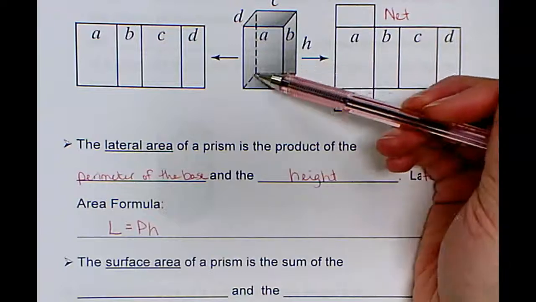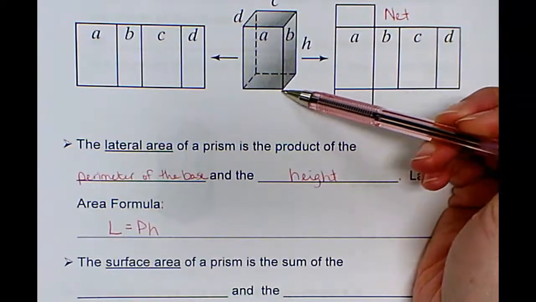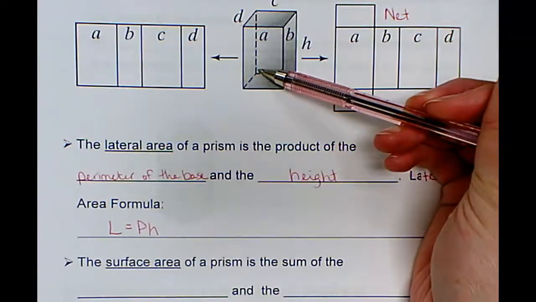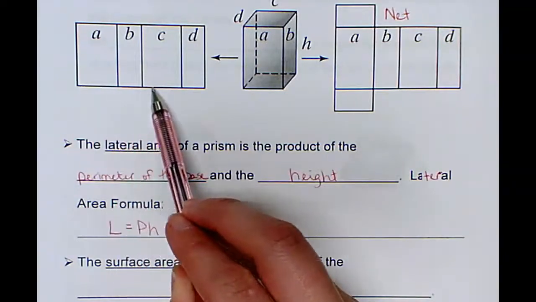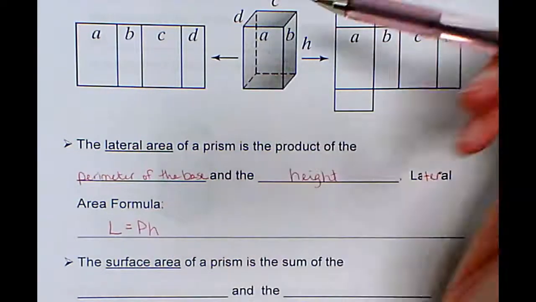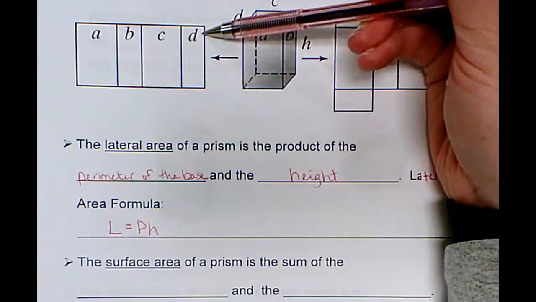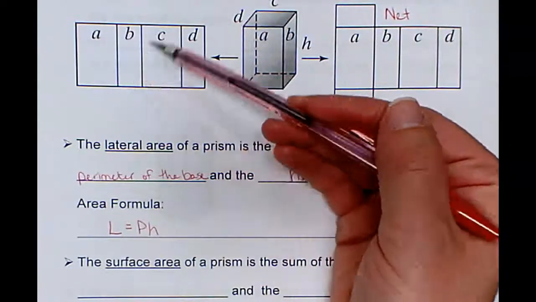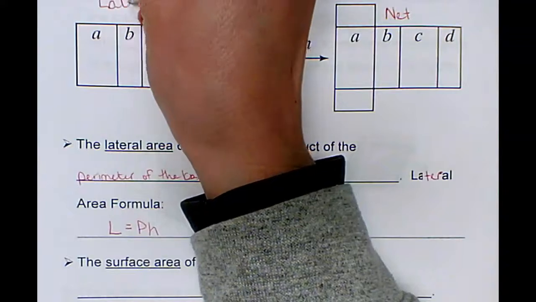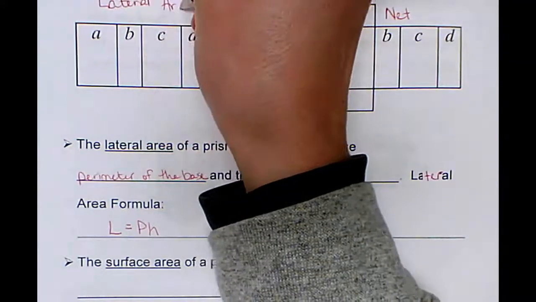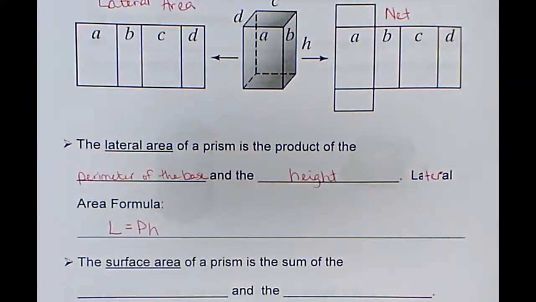So if I find the perimeter of this base here, that's going to be the distance all the way across from the bottom of A to B to C to D. And then if I multiply that by the height of the prism, then I end up with this rectangular piece right here, that rectangular area. This is the lateral area. So we don't include the bases when we're finding the lateral area.